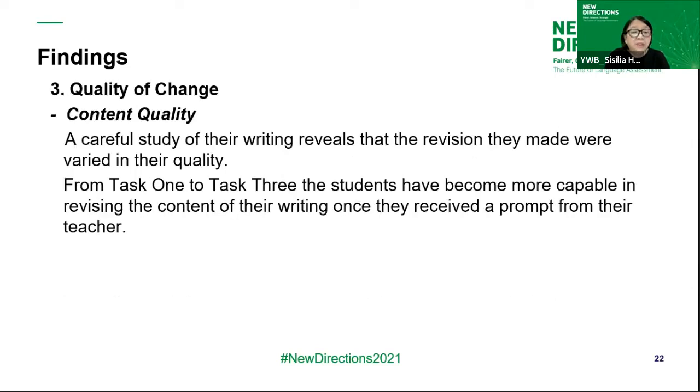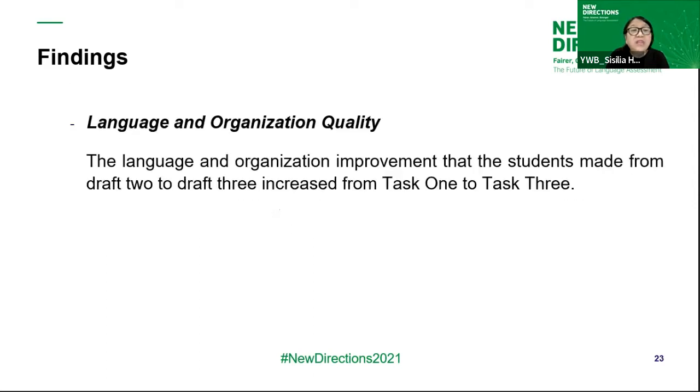The last finding is related to the quality of change. First is the content quality. A careful study of their writing reveals that the revisions they made varied in their quality. From task 1 to task 3, the students have become more capable in revising the content of their writing once they receive a prompt from their teacher. This is also the same for language and organization quality. So there was improvement from task 1 to task 3.